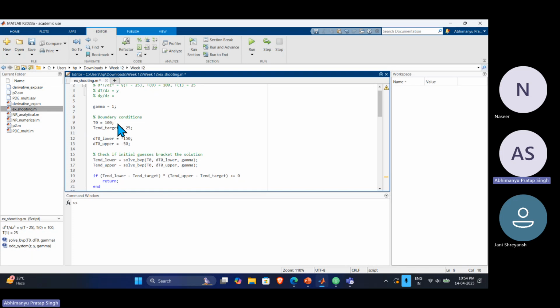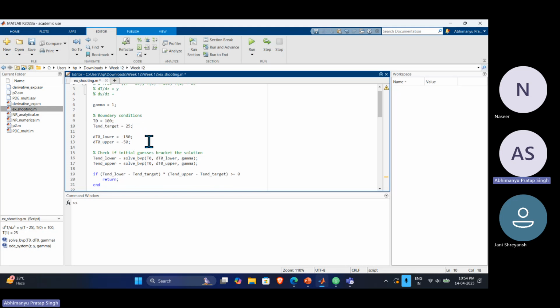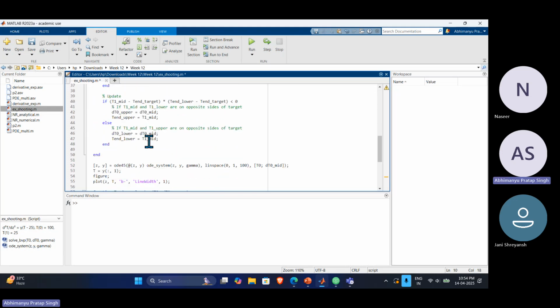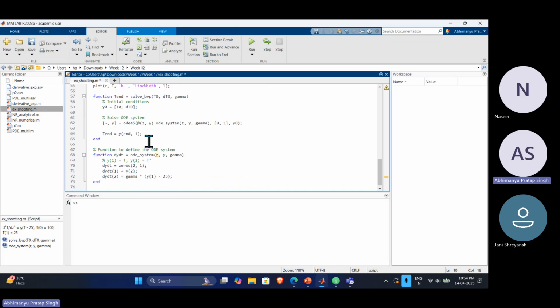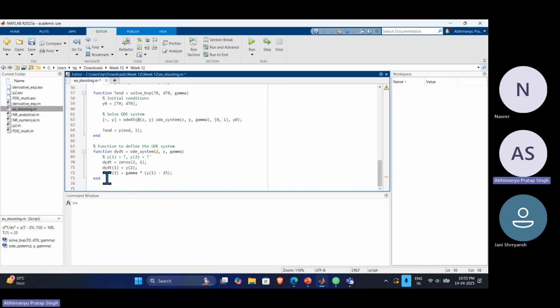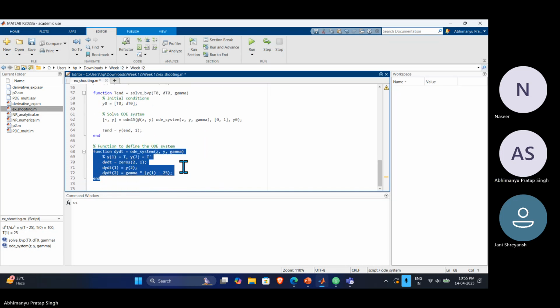So the first one, I know that T0 is 100. The second one is the target boundary condition. We want the other boundary condition to be 25. So let me first go through the functions. We have two functions in here. One is the ODE system itself.